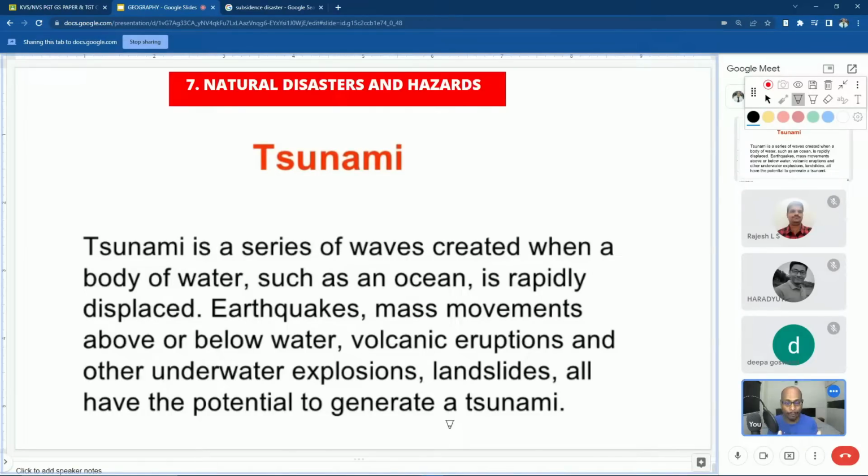So when landslides or tectonic plates collide under the sea, or a volcanic eruption or earthquake happens, a tsunami can result. The tsunami which struck Indonesia in 2004 was caused by a massive earthquake. When the earthquake happened, it released a lot of energy, and that energy made the waves rise to a gigantic height, and that was the reason why the tsunami affected the human population so badly. So the second natural disaster is tsunami.